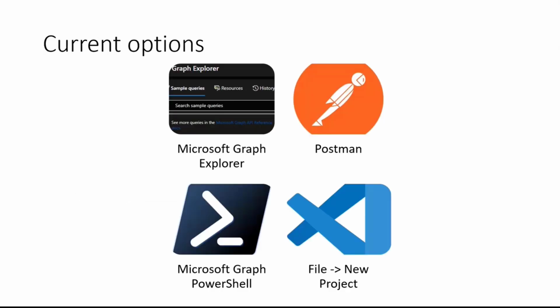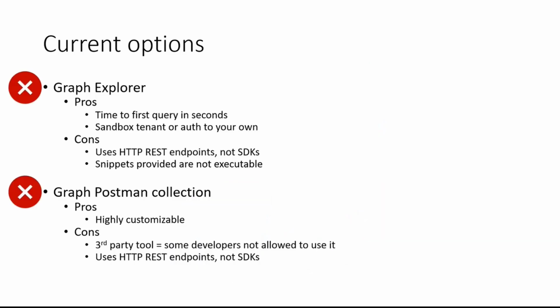When we look at the current landscape, there are a couple of different options for learning. You've got Graph Explorer, Postman, a third-party utility, Microsoft Graph PowerShell, or if you just do a simple file new project inside of VS Code, Visual Studio, or your editor of choice. But each of these options has a couple of limitations. With Graph Explorer, I can run a query either against the sandbox tenant or by logging in on my own, and quickly and easily run those commands. But it's only for HTTP REST endpoints. There is no real SDK runnable code inside of there. Those snippets we provide are really just samples. You can't actually click and run them.